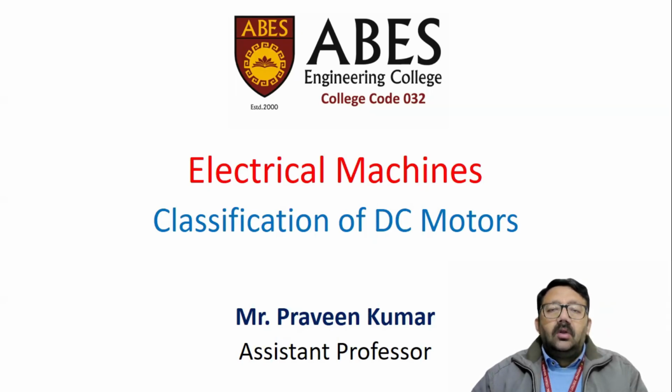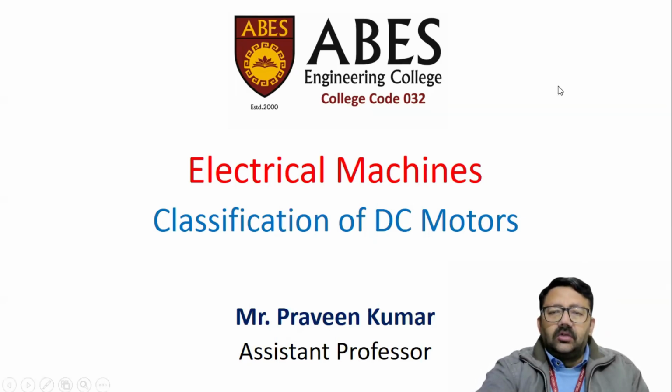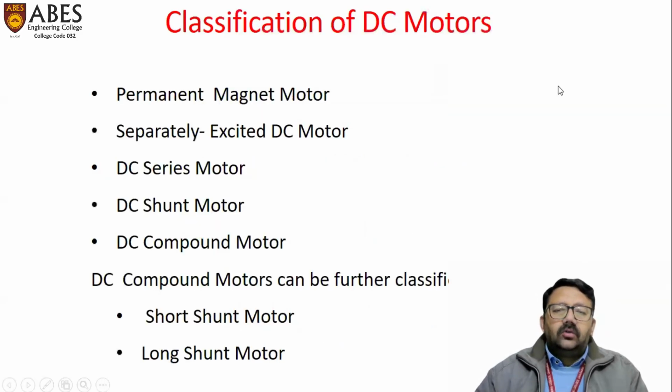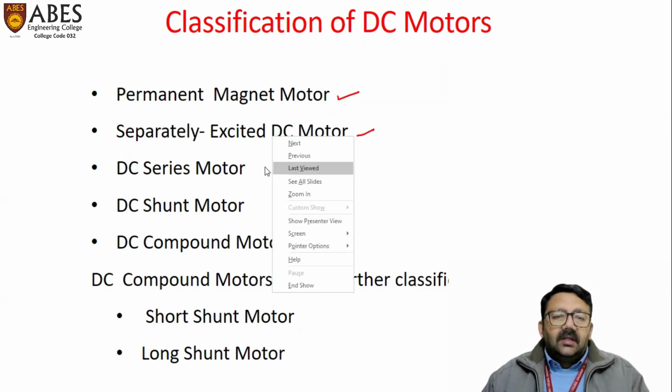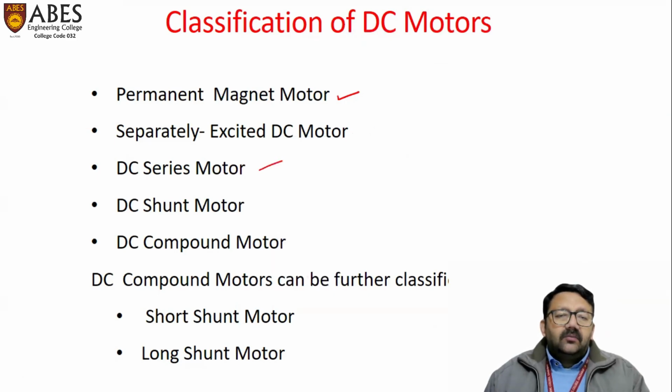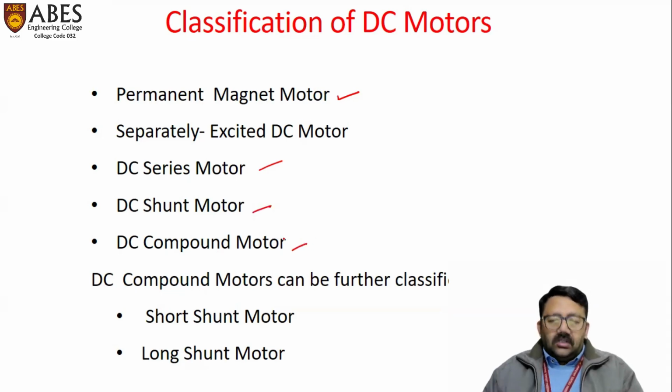In this video, we will discuss classification of DC motors. As far as DC motors are concerned, they are mainly classified into five categories: first is permanent magnet motor, second is separately excited DC motor, third is DC series motor, fourth one is DC shunt motor, and last one is the DC compound motor.